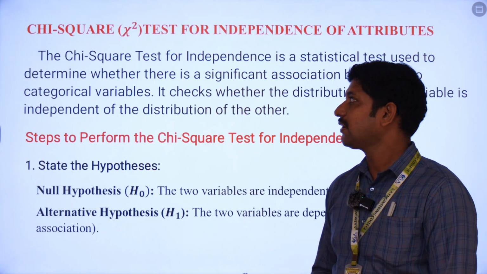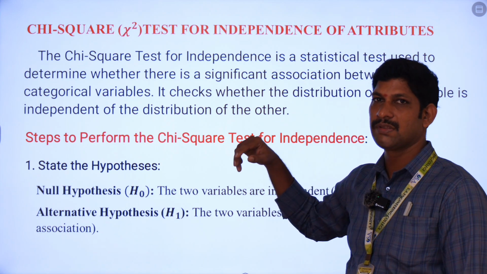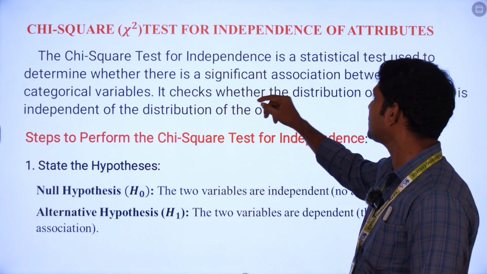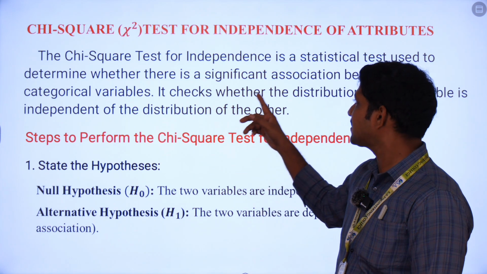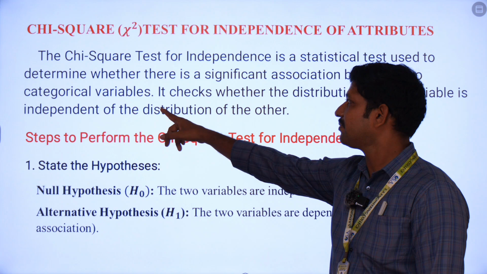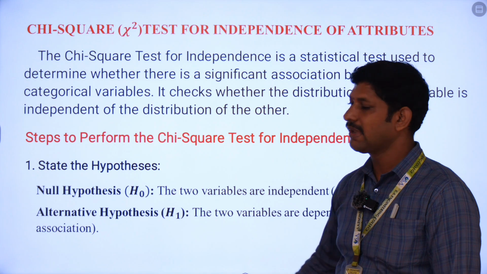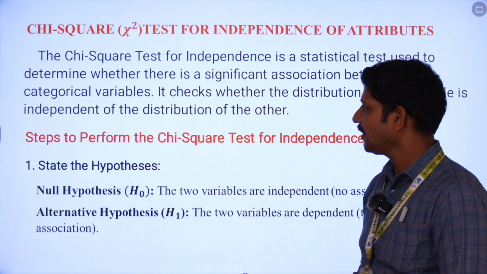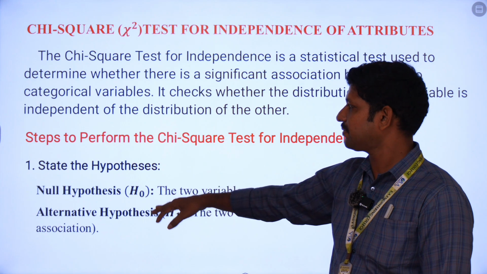Now we'll discuss the chi-square test for independence of attributes. What do we mean by independence of attributes? The chi-square test for independence is a statistical test used to determine whether there is a significant association between two categorical variables. It checks whether the distribution of one variable is independent of the distribution of the other variable. If you want to go into the independence case, we need to follow the following steps.